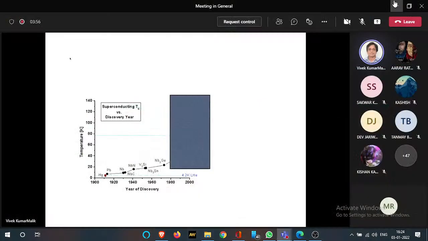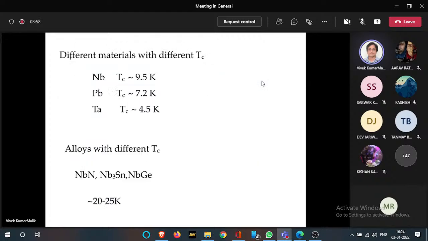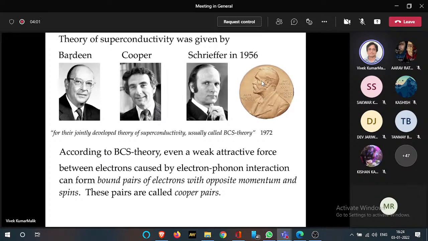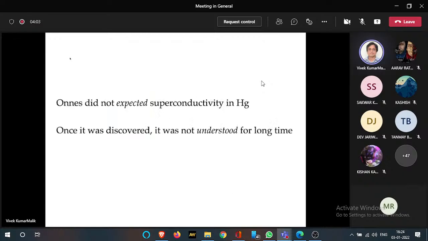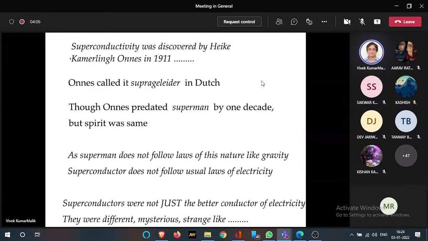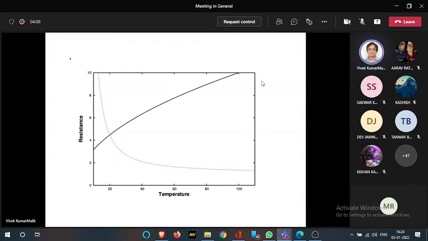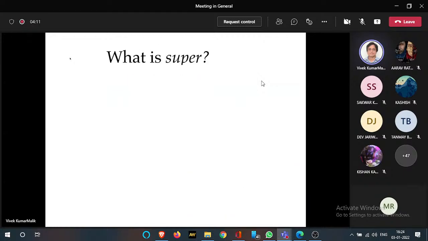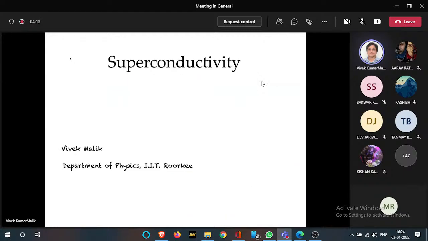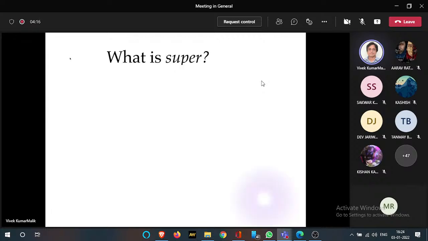So we were discussing the, I'll just briefly cover the outline of whatever I taught last time. We were basically discussing superconductivity, and superconductivity is primarily a phenomenon which is different from a very good conductor. Okay, let me ask you, can you hear me? Yes, sir. You are able to see whatever I'm showing, right? Yes, sir. Okay, good.